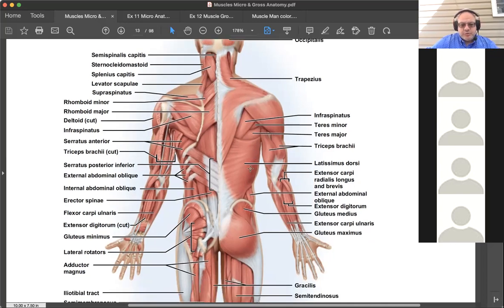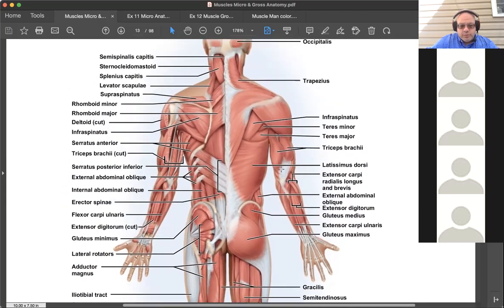That works the latissimus dorsi. You can see some of the deeper muscles in that little window between trapezius and latissimus: infraspinatus, teres minor, teres major, but we'll look at that on the deeper side. Deltoid, again, you've got here on the back of the arm. Everything posterior on the humerus would be triceps brachii. Again, 3 heads. The one on the anterior had 2 heads.